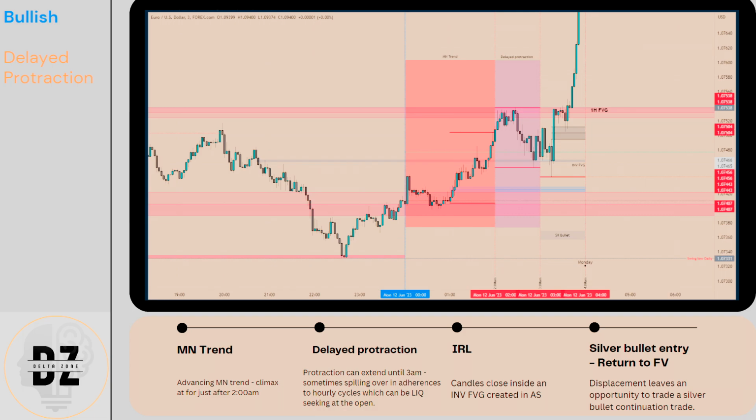So lastly, in this protraction, we note how those candles close inside the value area of an inverted fair value gap as it was created in Asia's trading. Lastly, we note a displacement through opposing PD arrays, in this case a swing high. And we can use a return to fair value continuation trade, silver bullet setup, as price returns to this imbalance.